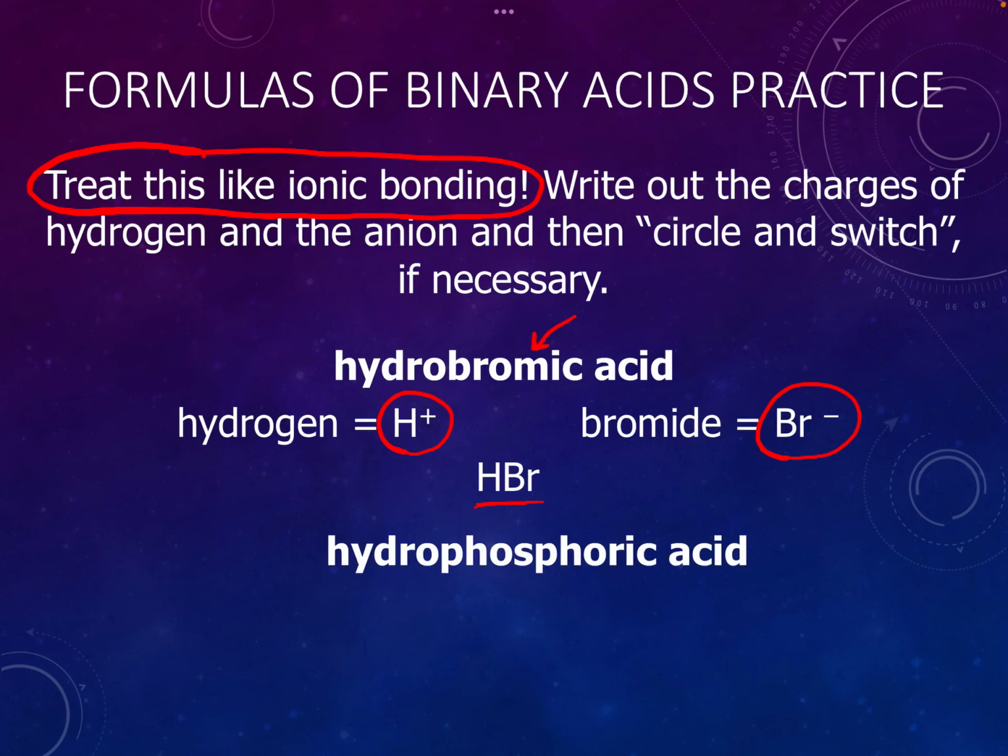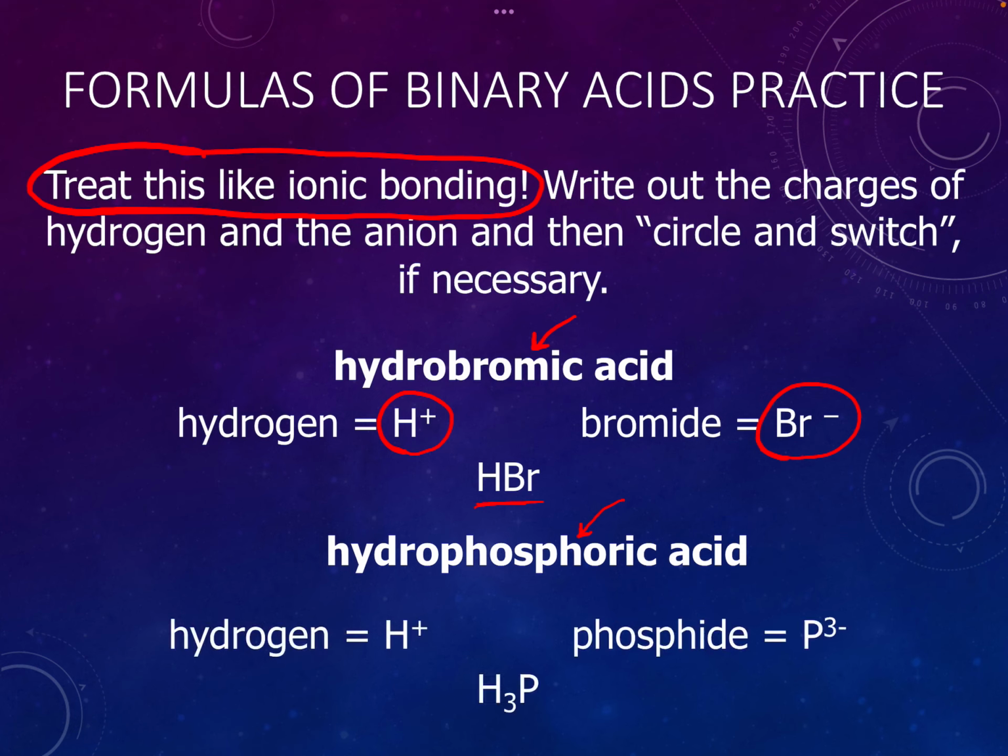We just put them together. Let's try this one. Hydrophosphoric acid. So this is telling us it's going to be hydrogen and phosphorus. So again, we've got our hydrogen and our phosphorus. These are not equal and opposite though. So when we've got our H plus and our P3 minus, that 3 is going to go to the hydrogen, and we get H3P. So even though these are not ionic compounds, right, they're made from nonmetals, we're going to treat them like ionic compounds when we are doing the formulas.